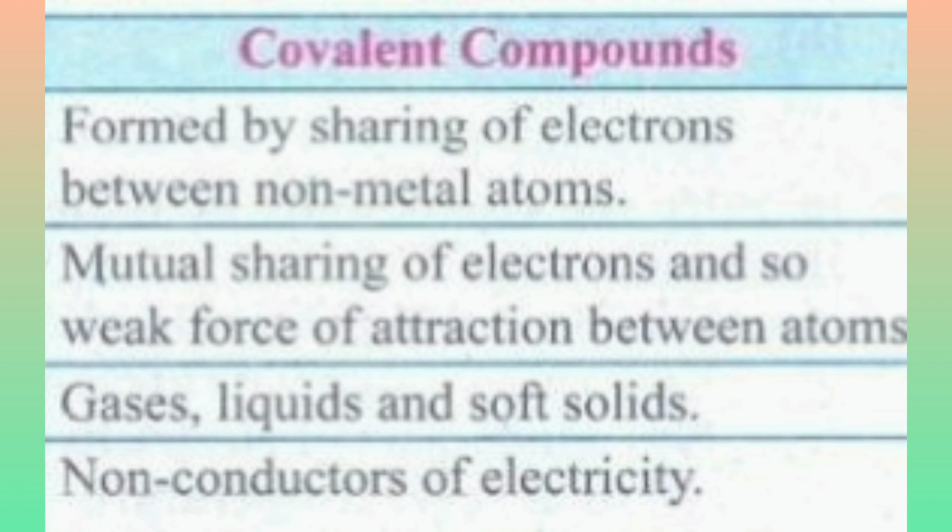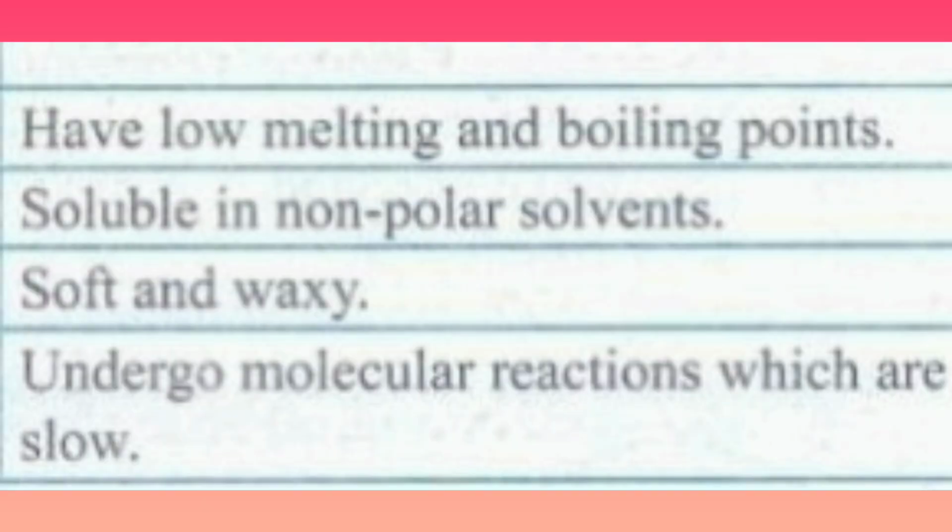Next one, covalent compounds. First point, formed by sharing of electrons between non-metal atoms. Second point, mutual sharing of electrons and so weak force of attraction between atoms. Third, gaseous, liquid and soft solids. Fourth, non-conductors of electricity. Next one, fifth point, have low melting and boiling points. Sixth, soluble in non-polar solvents. Seventh, soft and waxy. Eighth, undergo molecular reactions which are slow.